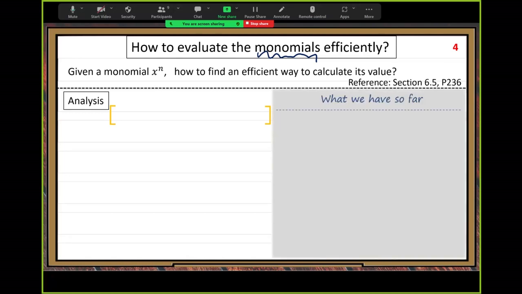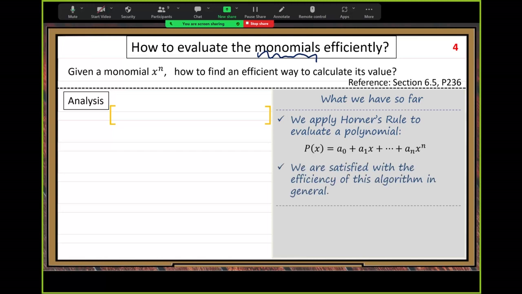What do we have so far? Let's look at Horner's rule first. With Horner's rule, we calculate this monomial directly, because a monomial is just a special case of the polynomial. So all these terms are 0, only the last term is non-zero, and the leading coefficient is 1. A sub n equals 1. All the other coefficients are 0.